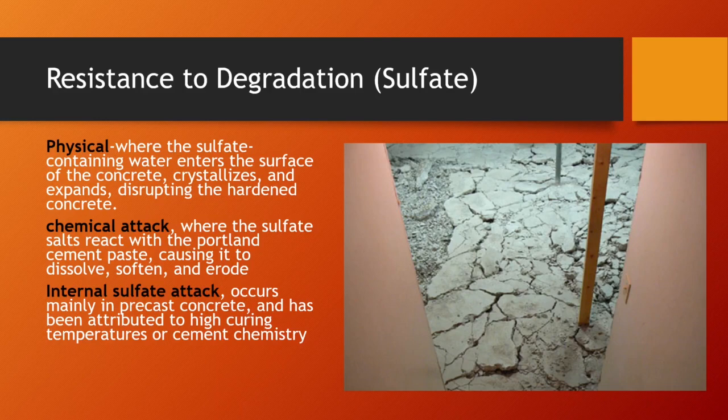And then we've got the internal sulfate attack, and that occurs mainly in precast concrete and has been attributed to high curing temperatures or cement chemistry. Now, one thing to understand about concrete is that when you apply water to the cement powder, the dry mix, you get something called an exothermic reaction. Exothermic. I think the thermic gives you a clue about what I'm talking about. Effectively, if you were to touch concrete after several hours of it starting to go off, starting to cure, it's going to be very, very hot.